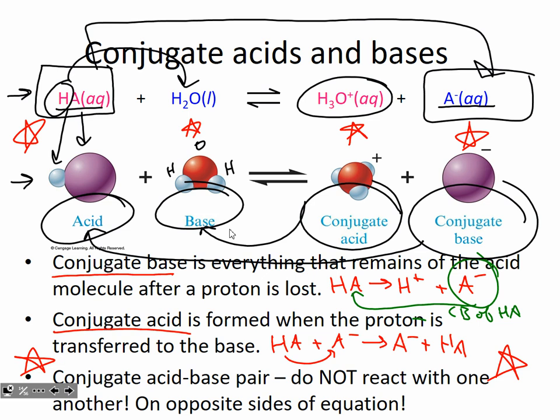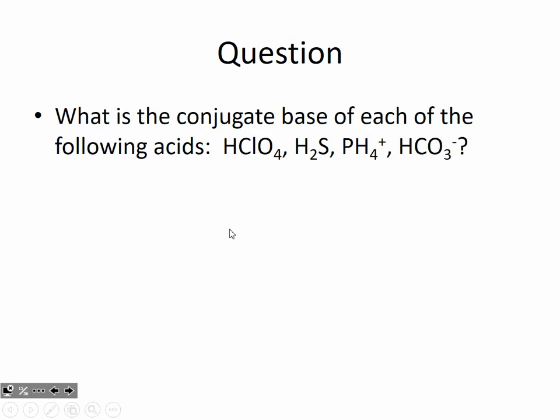The term pairing is not referring to a pair of things that are reacting together. Instead, it's saying, what did your acid become after it reacted? What did your base become after it reacted? With this in mind, we can write formulas for conjugate acids and conjugate bases.